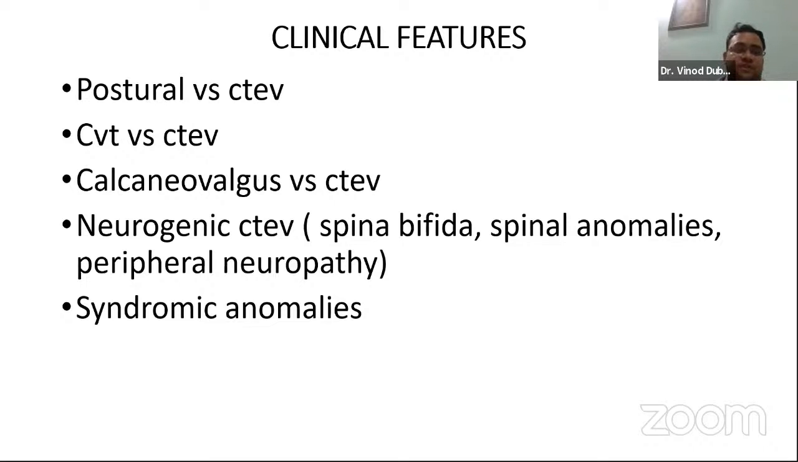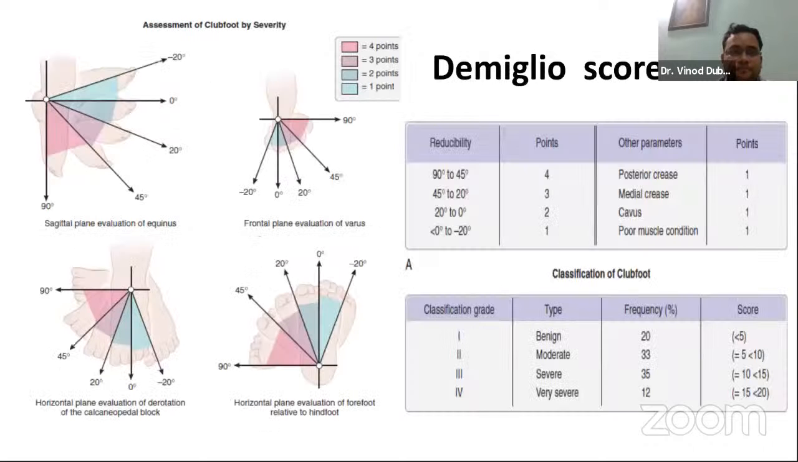Again, same thing goes for CVT, congenital vertical talus. It has to be differentiated from CTV because the line of management is totally different for CVT and CTV. Then calcaneovalgus deformity, and there are other abnormalities which need to be differentiated and noted down before doing any treatment.